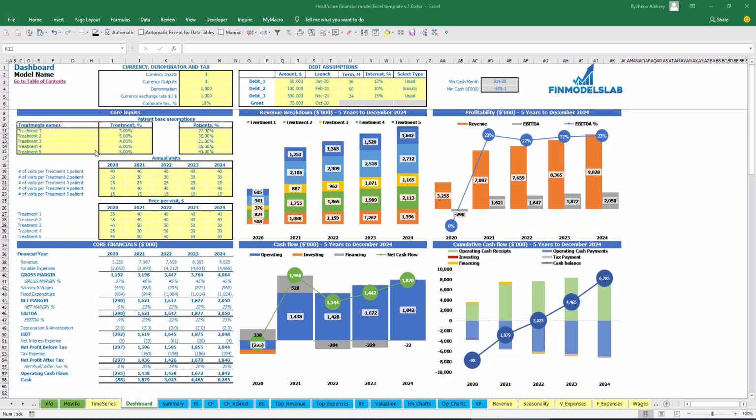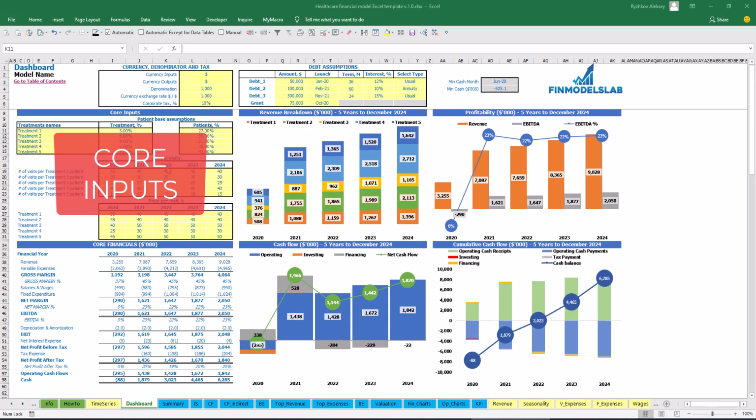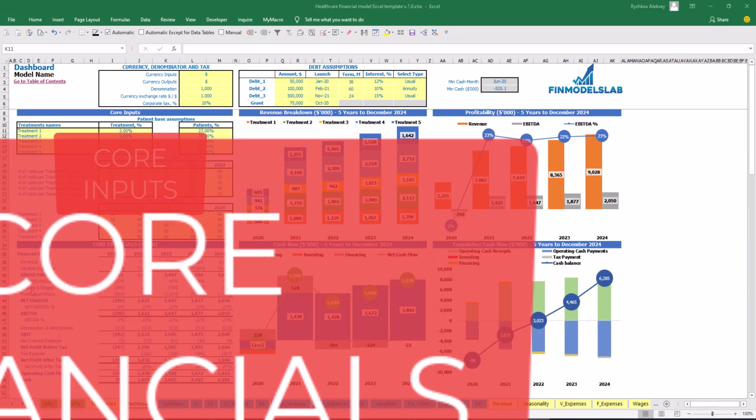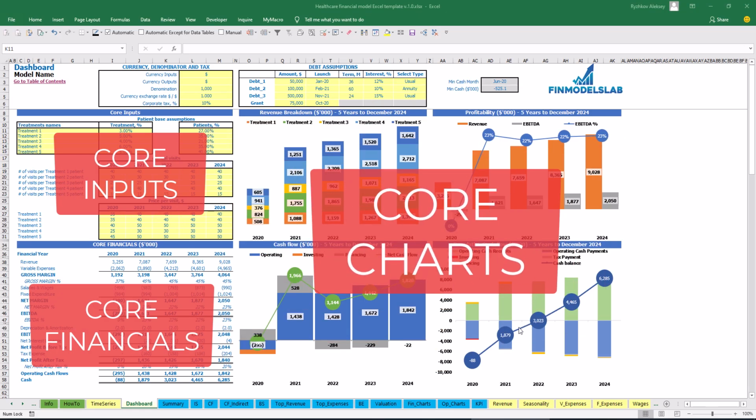On the dashboard tab, you may input core inputs for your model and also see the core financials and core charts based on the assumptions you input in the model.